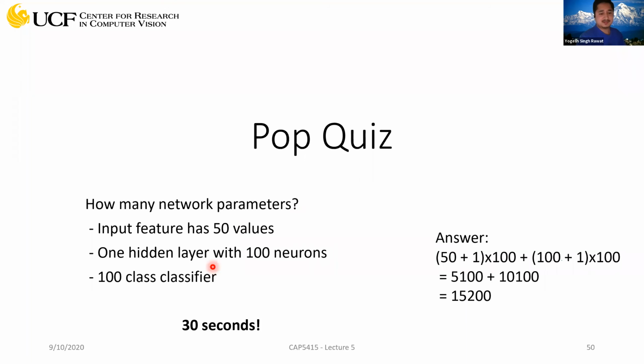And let's consider the second layer, because it's a 100-class classifier. For each prediction in the final layer, that prediction will be a weighted average of all these 100 neurons, and then there will be an additional bias. So for each neuron, you have 101 weights, that's 100 plus 1. Then for 100 neurons, you just multiply that by 100.